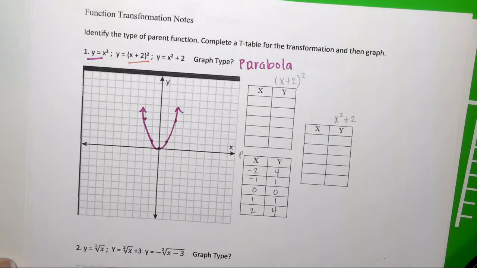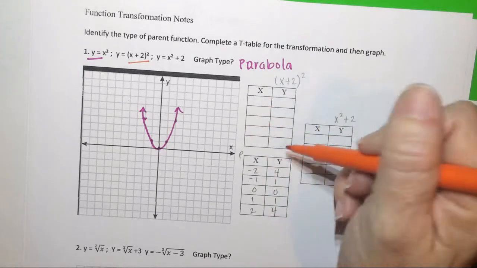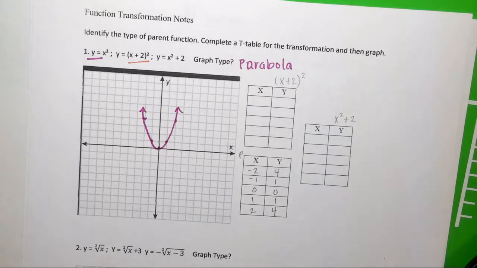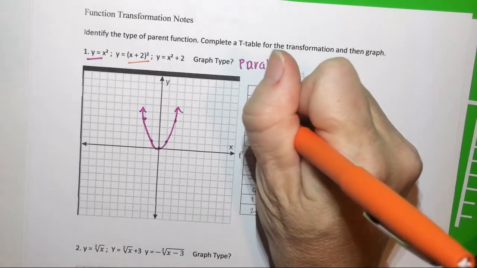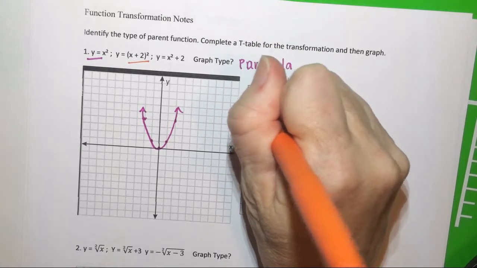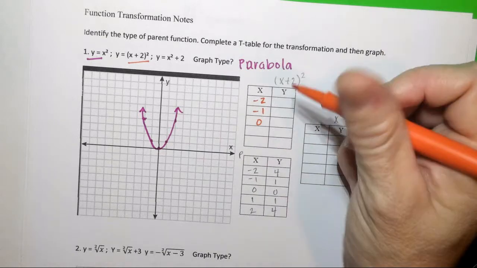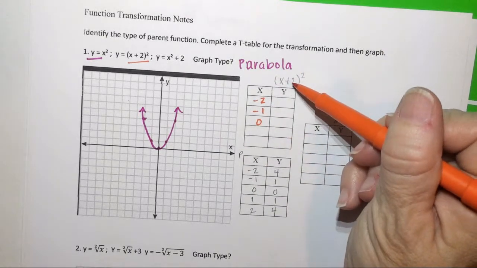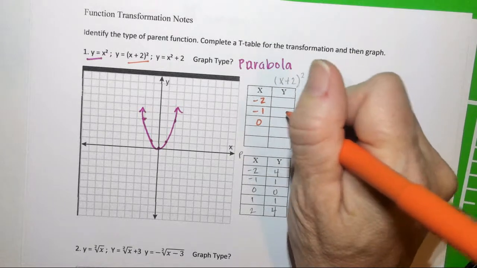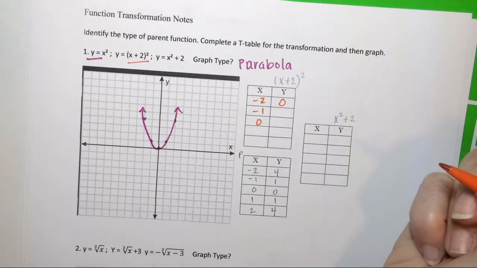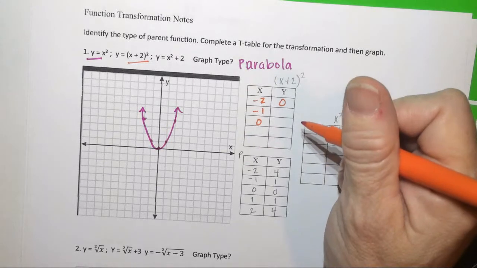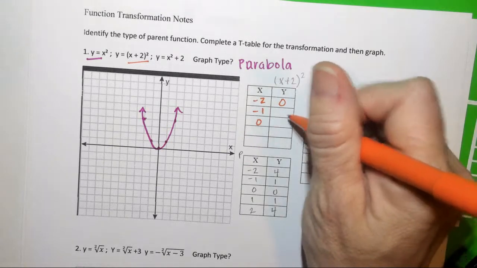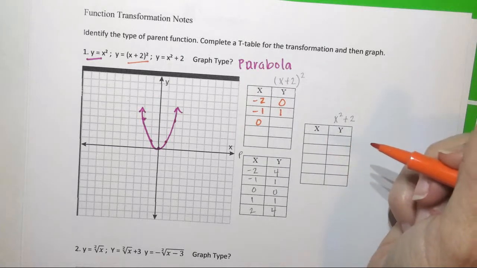On this next one, it says y equals the value of x plus 2 squared. So here's our t-table we're going to use for those. And we're going to plug in some numbers in here. Let's start with negative 2, negative 1, and 0. So when you plug that in, negative 2 plus 2 is 0, and 0 squared is 0. Negative 1 plus 2 is going to be 1. And 1 squared is 1. 0 plus 2 is 2, and 2 squared is 4.